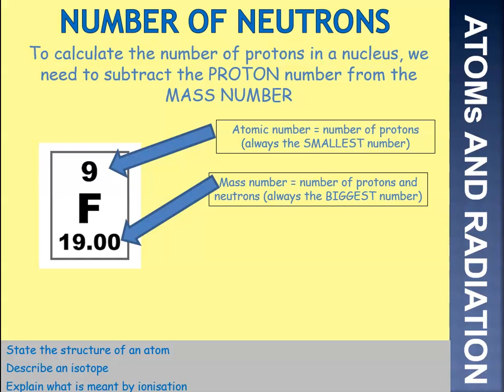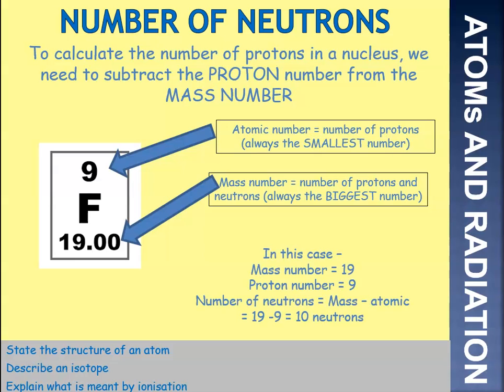So how do we calculate how many neutrons? In this case, the mass number is 19, the proton number is 9. To work out the number of neutrons, we take the atomic number away from the mass number. In this case, that's 19, take away 9, giving us 10 neutrons overall.